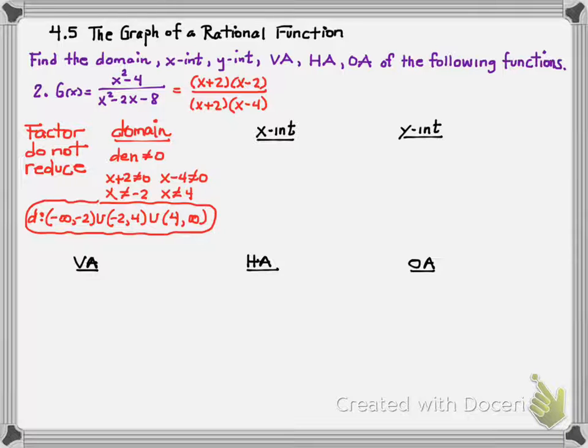Now it's time for our x-intercepts, y-intercepts, and the rest. What we're going to do is go up here and reduce this thing. We notice we could cross out these x plus 2's. We're left with x minus 2 over x minus 4. That is reduced.